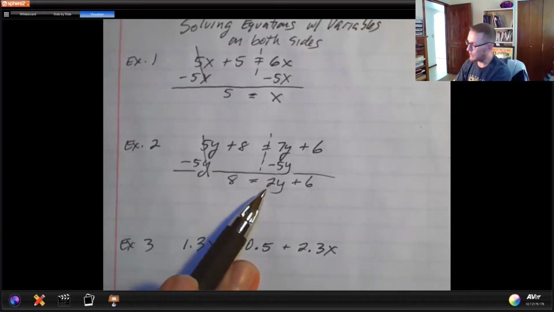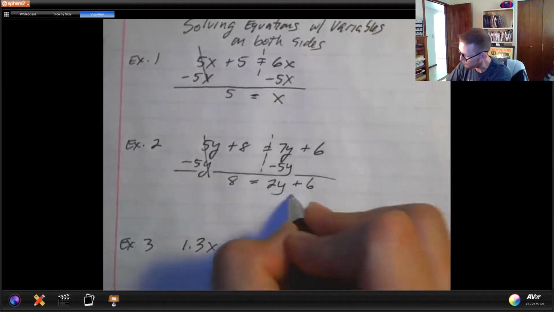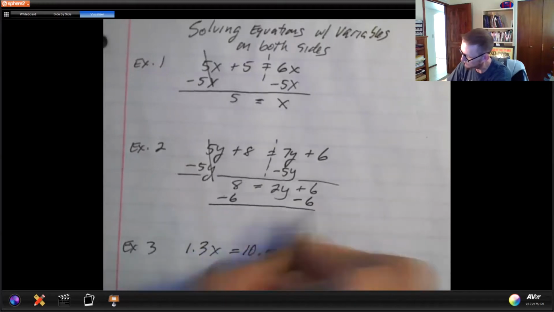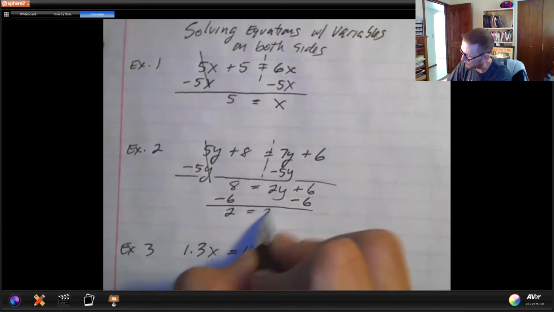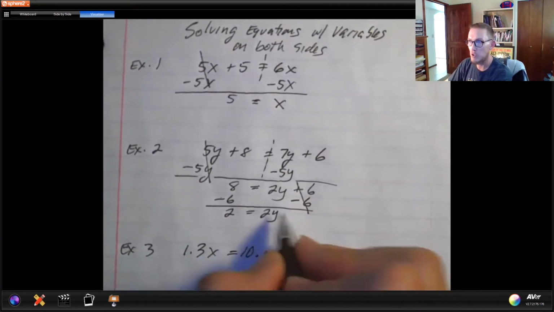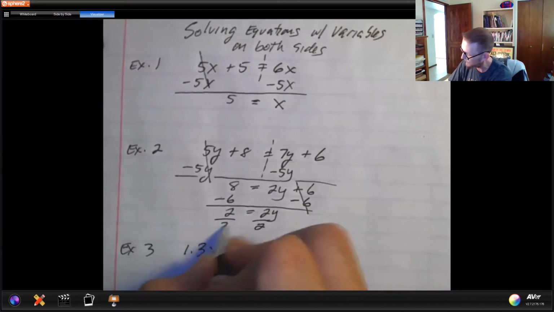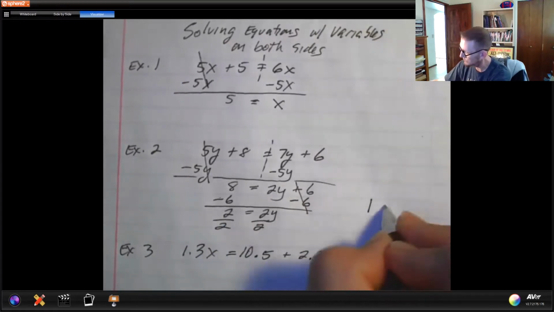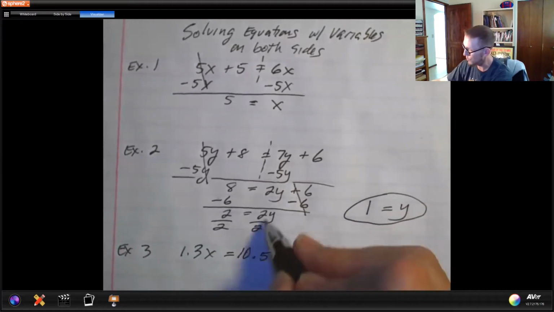To get the 2y alone, I still need to undo the addition and subtraction first. So I'm going to subtract 6 from both sides. 8 minus 6 is 2. Bring down the equals, bring down the 2y, and the 6's cancel out. And if I have a 2 touching the y, that means multiply, the opposite of which is divide. How many times does 2 go into 2? The answer is y equals 1.